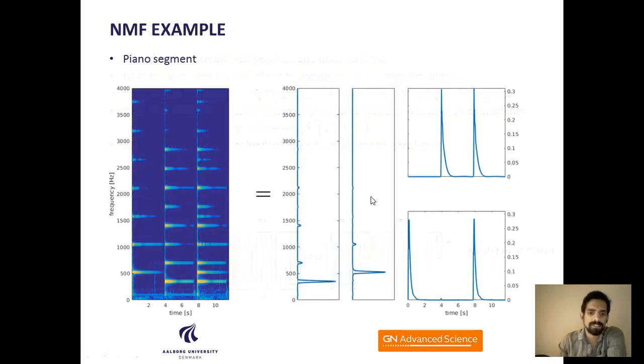In this slide we have a basic example of performing non-negative matrix factorization on a 12-second long piano signal. On the left side you have the spectrogram of this piano signal. You can see from the spectrogram that in the first 4 seconds we play a particular note, and in the second 4 seconds we play a different note, and both these notes are played together in the third segment here.